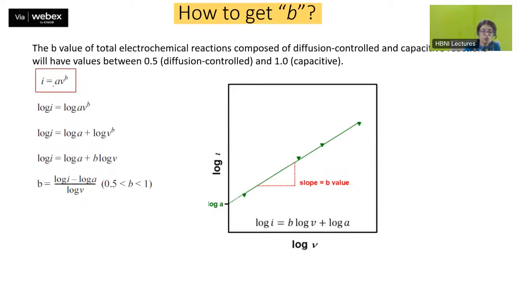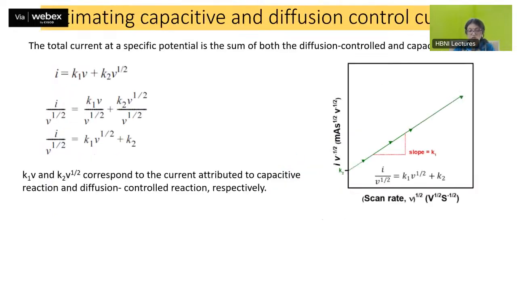Then if you take the log on both sides of this particular equation, ultimately what you get is that B is (log I minus log A) divided by log nu. So if you plot log I versus log nu, you get a straight line, and the slope of this line is your B value. So you get the non-Faradaic as well as the Faradaic contribution to the current from this slope. So then what do you do?